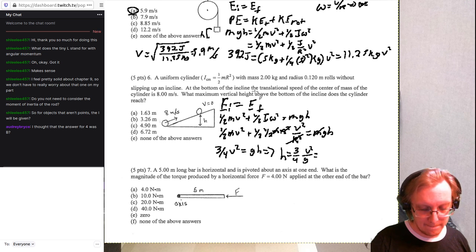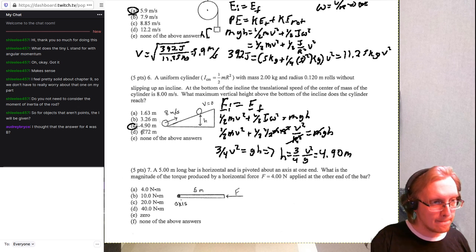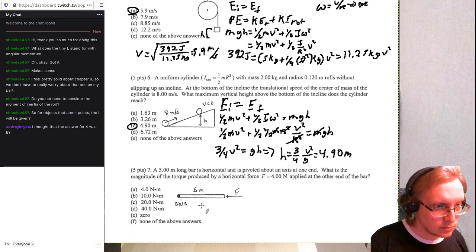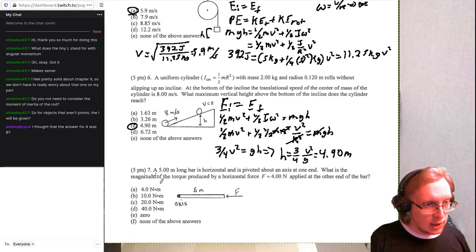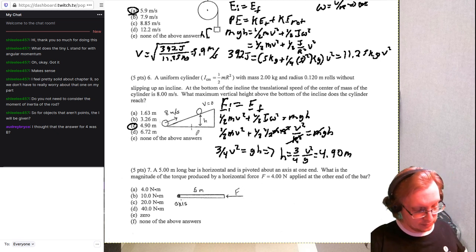4.90 meters. A 5-meter long bar is horizontal and is pivoting about an axis on one end. Okay, now with a pivot, it is pivoted about an axis at this end here. What is the magnitude of torque produced by a horizontal force F that is applied to the other end of the bar? Alrighty.